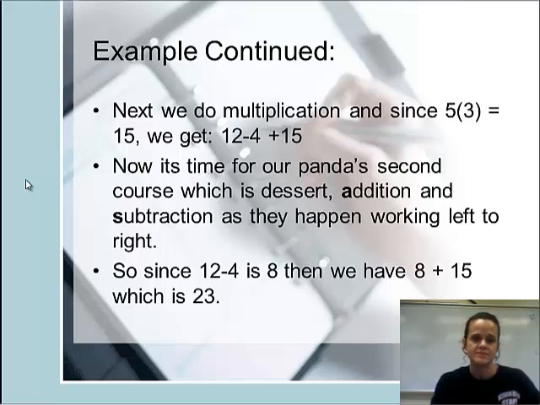plus 15. Now it's time for our PEMDAS second course, which is dessert, addition and subtraction as they happen, working left to right. So since 12 minus 4 equals 8, then we have 8 plus 15 left. 8 plus 15 equals 23, which is the final solution.